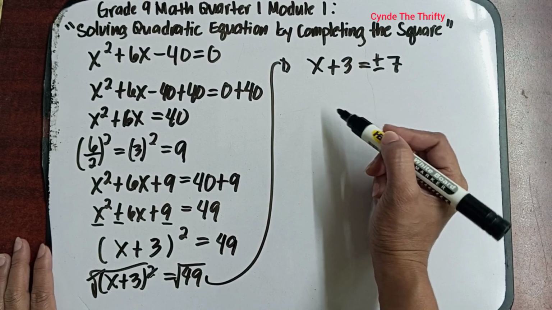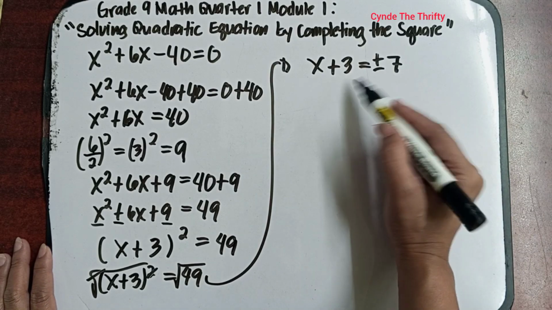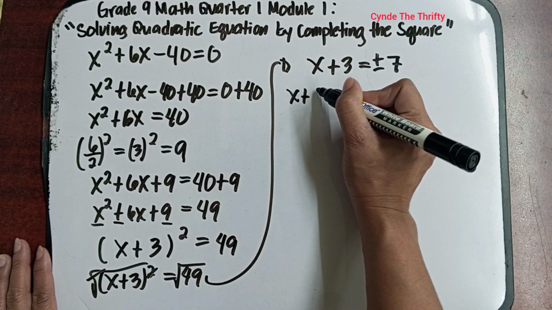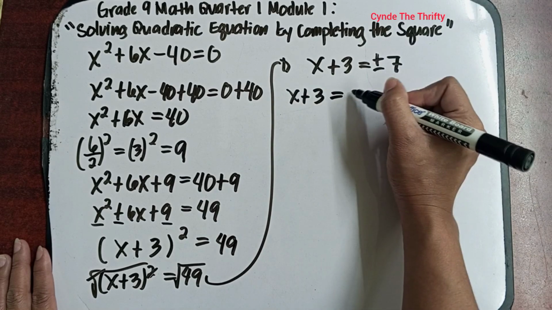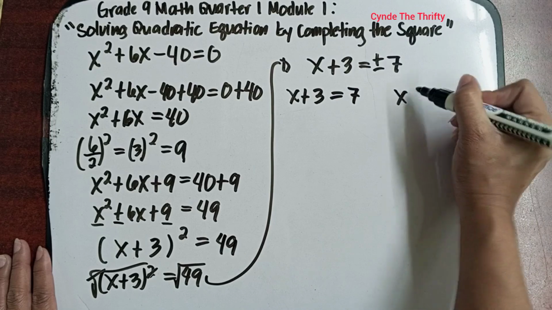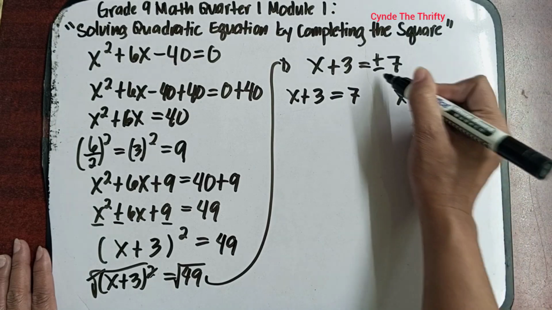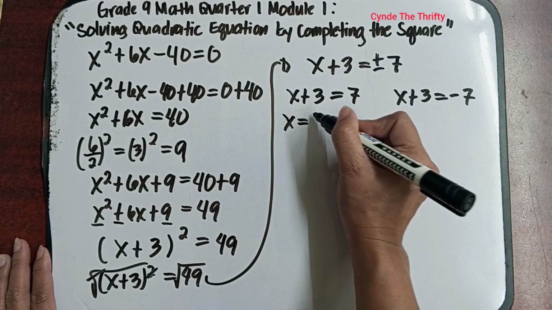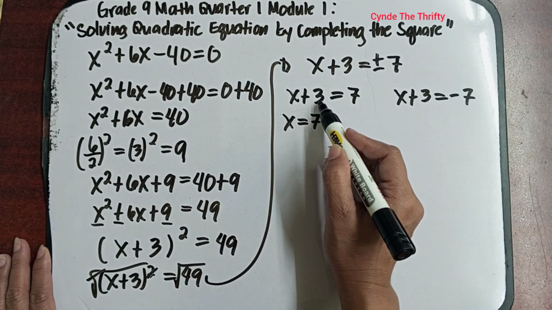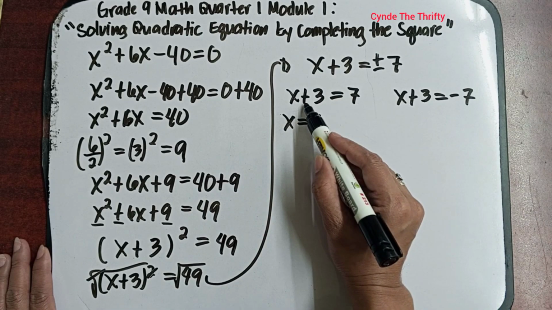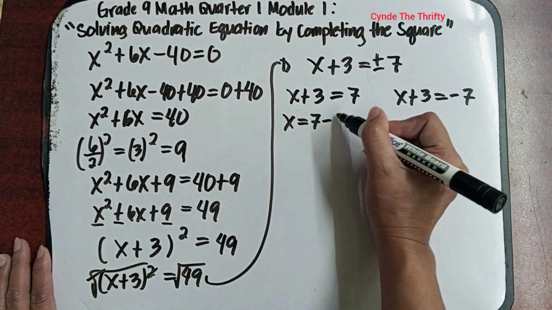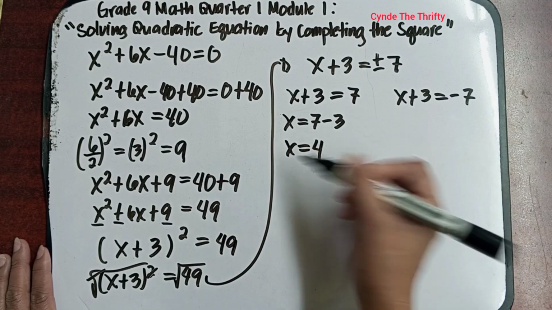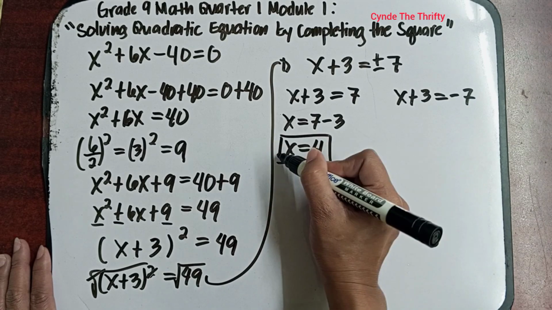Ngayon is next step na tayo. So, isolve natin ang resulting linear equation. So, ang resulting linear equation natin is x plus 3 is equal to positive 7. And x plus 3 is equal to negative 7. So, isolve natin siya. So, x is equal to 7. Ilipat natin ang constant or si 3 sa kabila. Dahil positive siya, magiging negative siya. So, negative 3. X is equal to 7 minus 3 is 4. Okay? So, meron na tayong value ng x na 4.